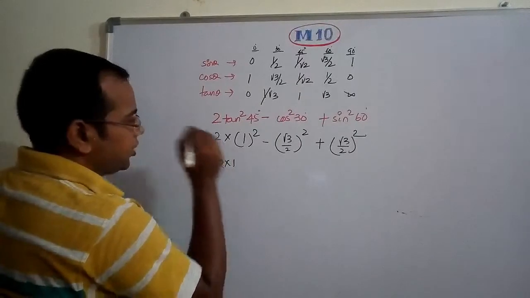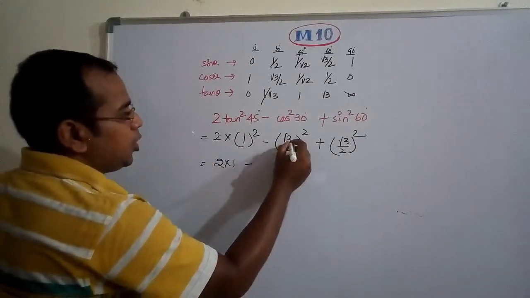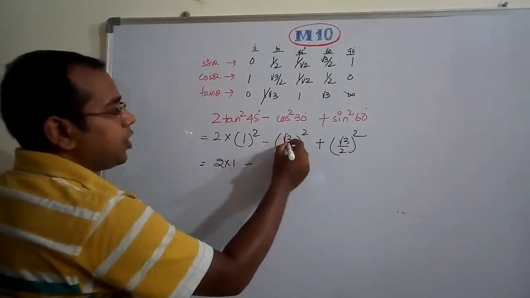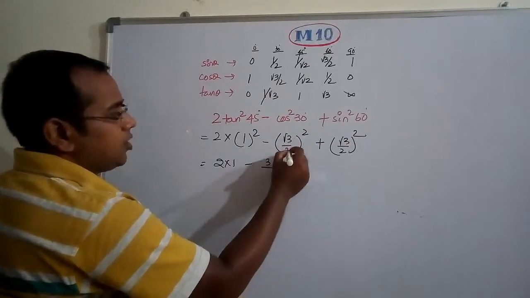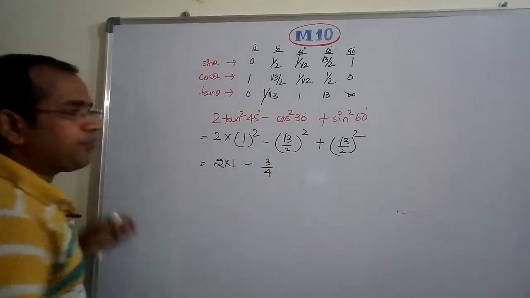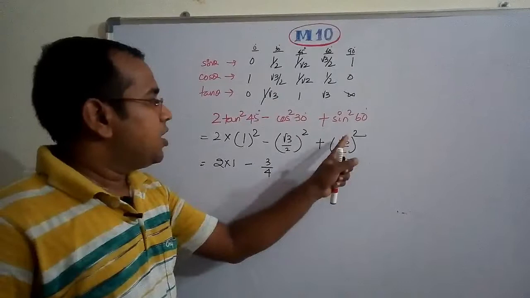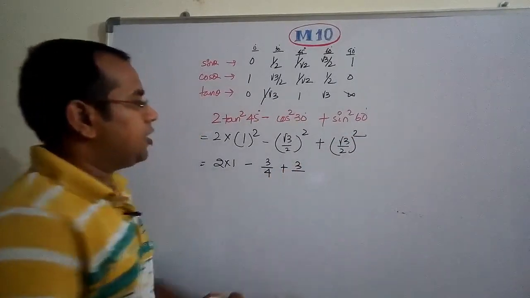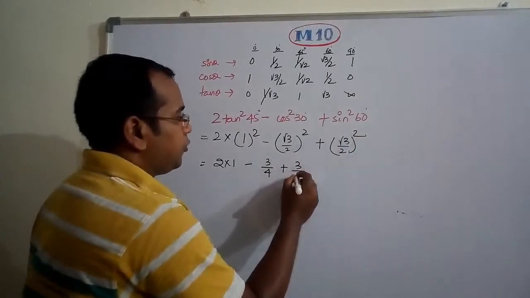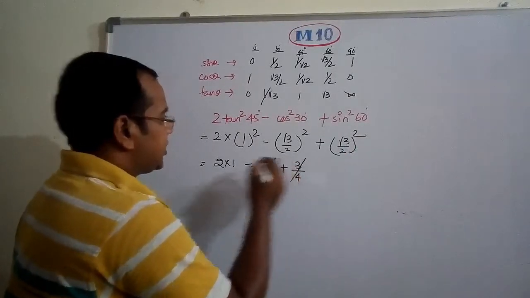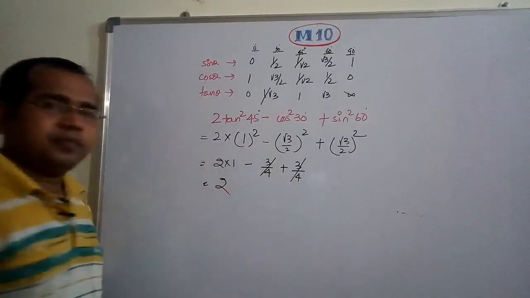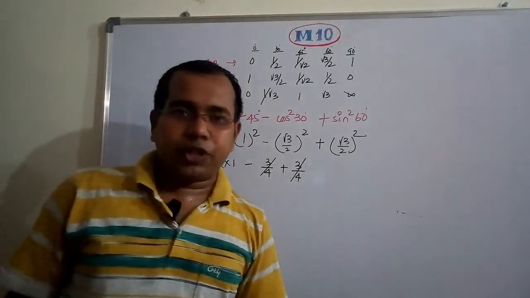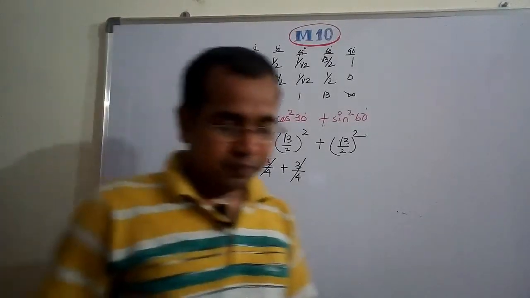2 into 1 square is 2, minus root 3 by 2 whole square. Square of root 3 is 3, square of 2 is 4. Okay, square of root 3 here is again 3, and square of 2 is 4, and these two cancel out. So what are you going to get? 2. So it can be a 1 mark question for your exams. It's very simple. Okay.